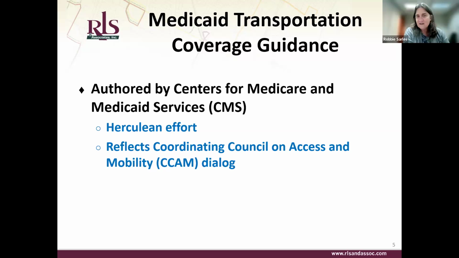It does reflect the Coordinating Council on Access and Mobility, CCAM. They've been working for years, primarily Danielle Nelson from FTA that's been working with CCAM. They've been working for years hand in hand to educate and inform each other, inform FTA about CMS and what their requirements are, but also importantly for us to educate and inform CMS on what FTA and what transit is all about. So if you guys know Danielle, thank her because she did a lot of work on this.